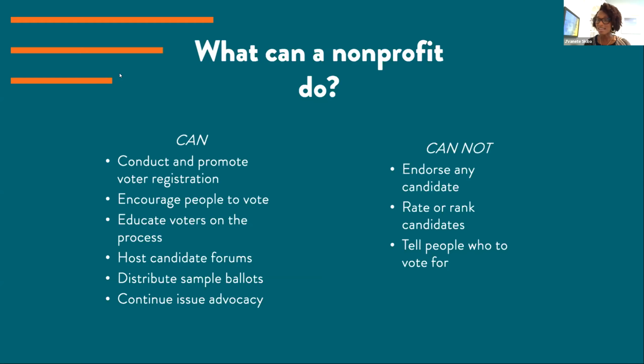But we want to make sure as nonprofits that we do it appropriately so that we can be above reproach, so that we can be as effective as possible. Really quickly, some do's and don'ts for nonprofits. It's pretty easy. Sometimes there can be some gray area, but we'll start with the things that we cannot do as nonprofits when engaging our clients and members in voter activities. We cannot endorse candidates. We cannot rate or rank candidates or tell people who to vote for.